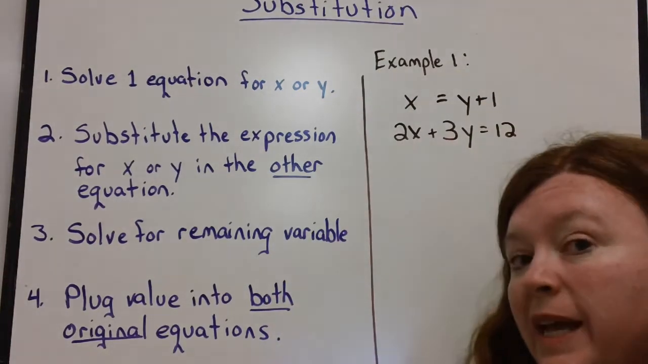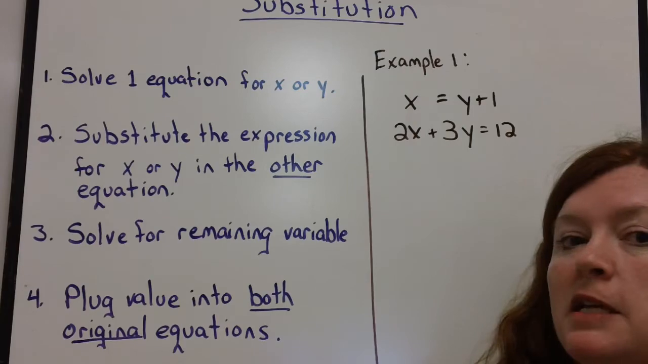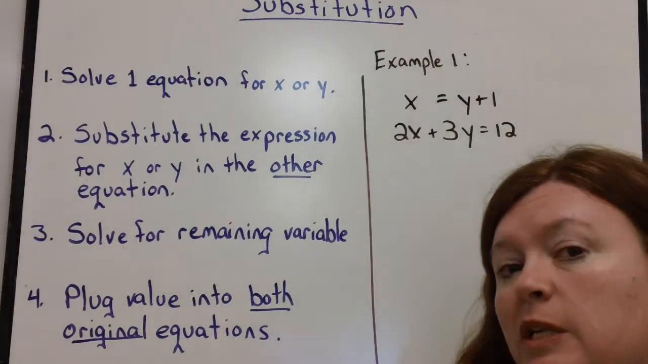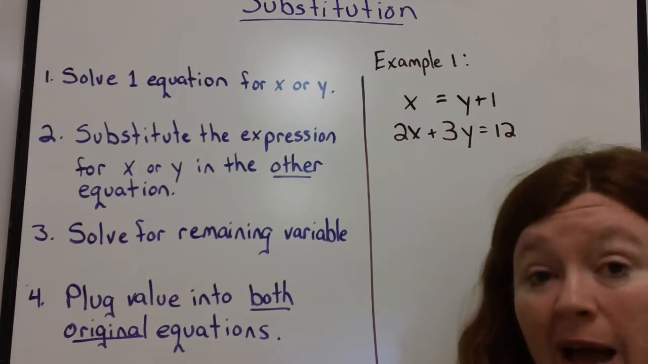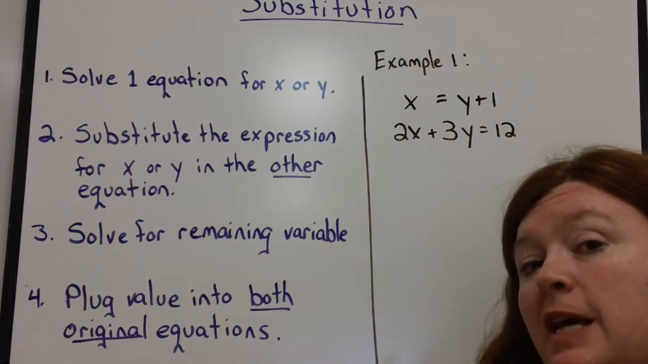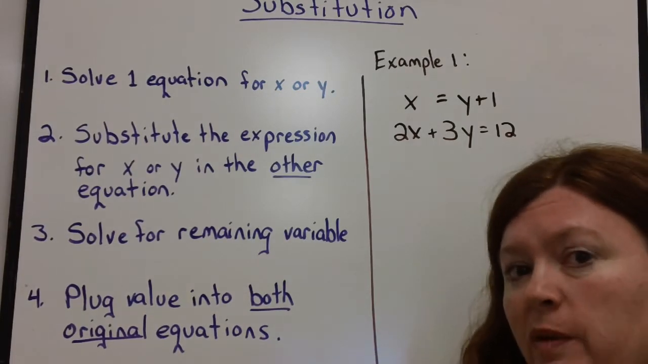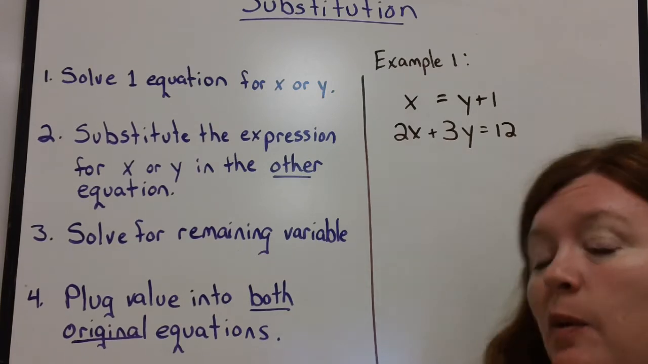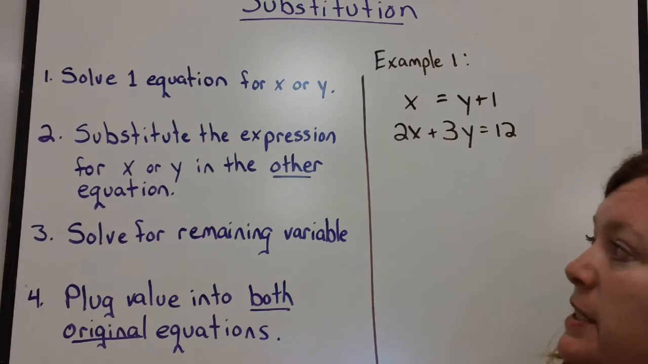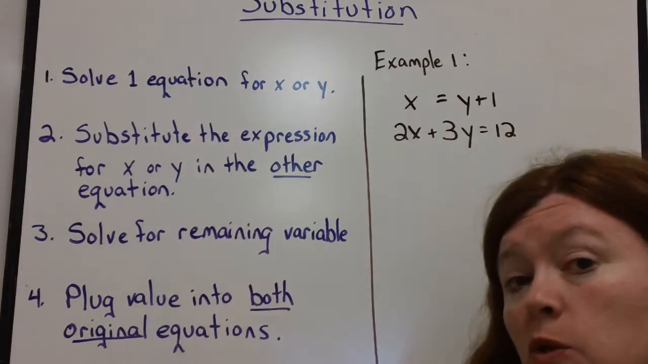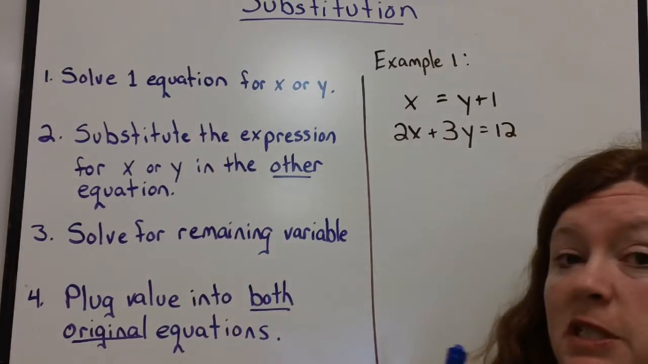Substitution is one of the ways that we can find the point of intersection between two equations. The first way that we did this was by graphing. We would graph the two lines, and you could actually see the point where they intersected. But now we have to try this a different way. Substitution is one of the ways, and here are the steps that we use.